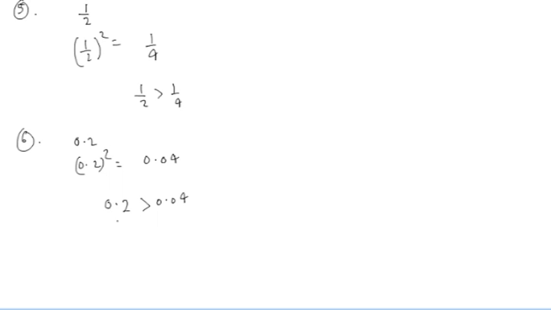Okay, the first question is: find the squares of the following numbers. For finding the square, we simply multiply the given number with itself. So the square of 15 will be 15 into 15, which is 225. In this way, solve all the questions.